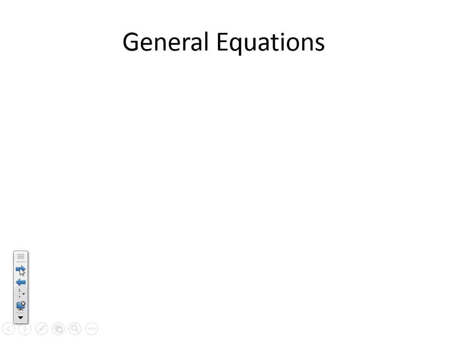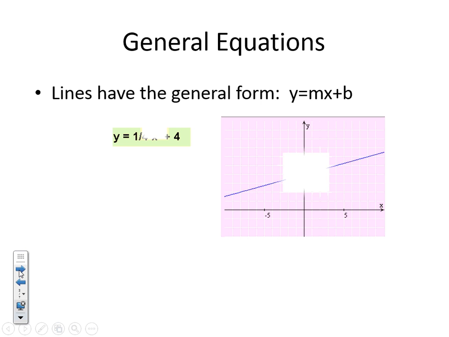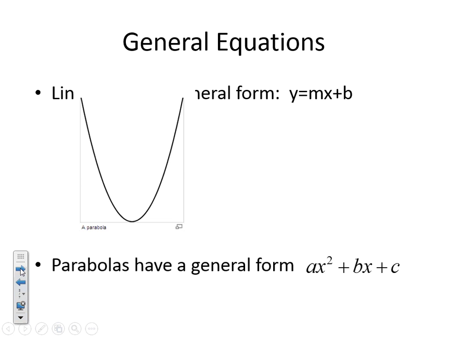You don't have to have this in your notes, okay, ladies and gentlemen? We're just going to make a little bit of a connection. Now, we have made lines before, and the general form for a line is y equals mx plus b. Example, beautiful line on a graph. We have also graphed parabolas before, and the general form of a parabola is ax squared plus bx plus c. And our parabola looks like so.